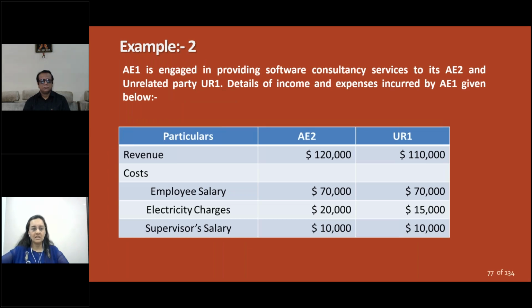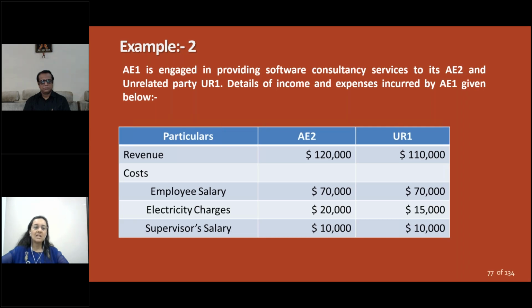This is a more real example in which there is an unrelated party and a related party, or an associate enterprise. I've given you revenue from both, $120,000 and $110,000. I've given you a breakup of employee, electricity, and supervisor costs. Now, employee, electricity, and supervisor are only direct costs. So CPM requires only direct and indirect cost of rendering of service.